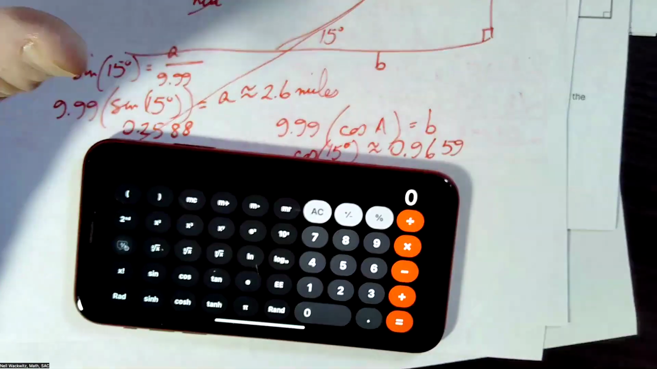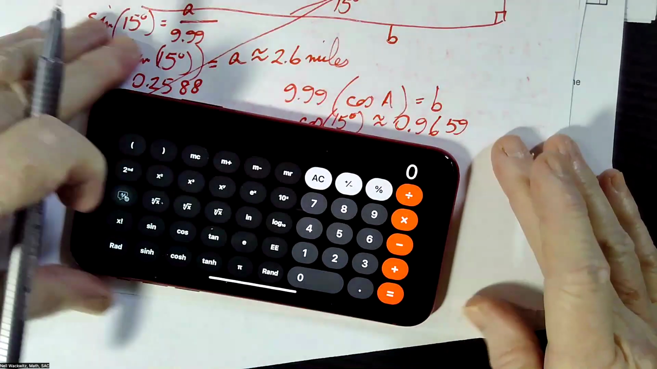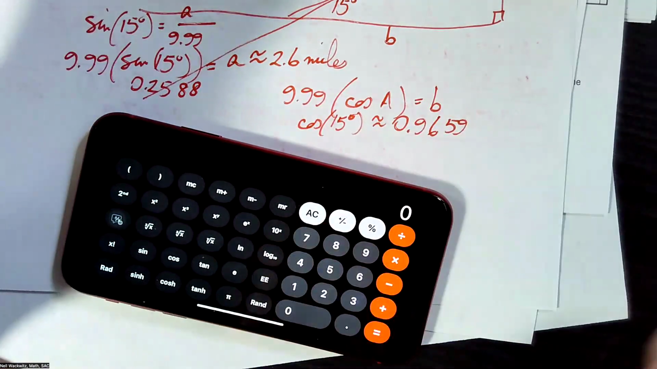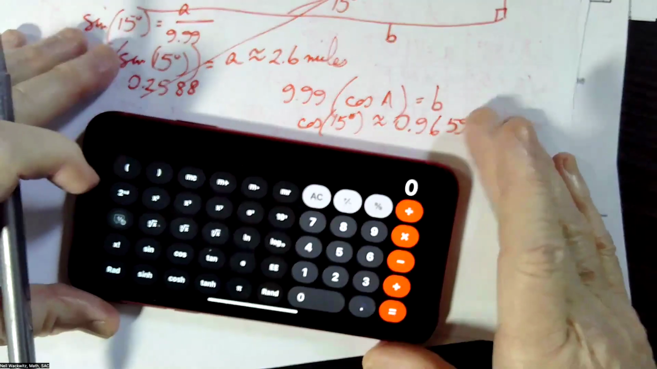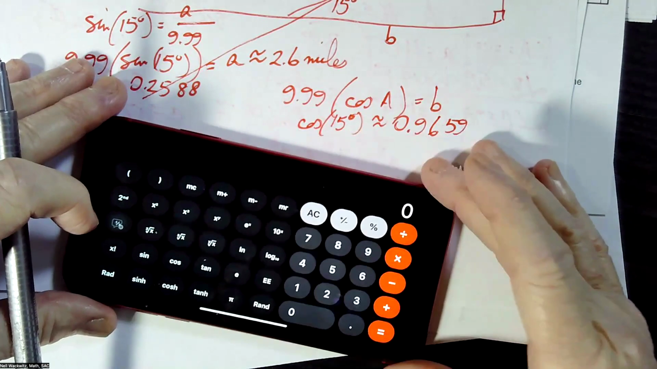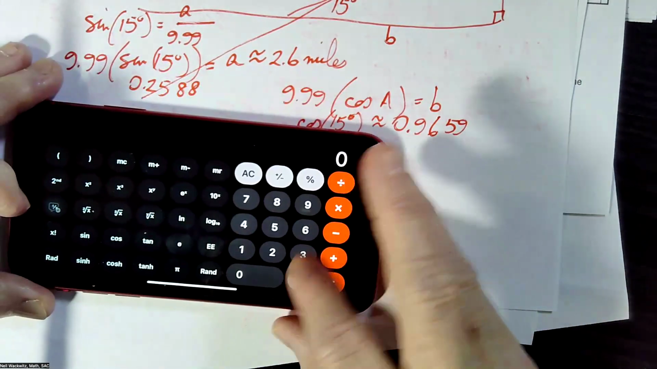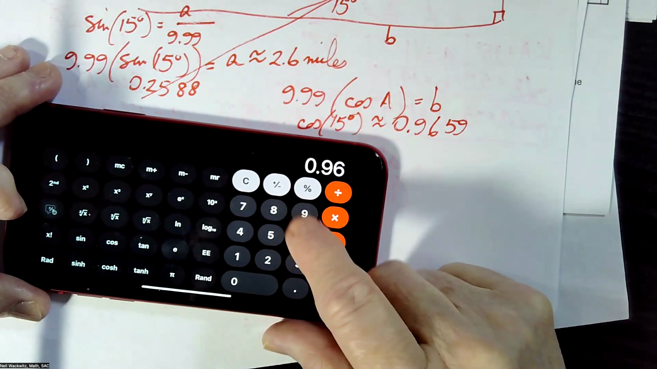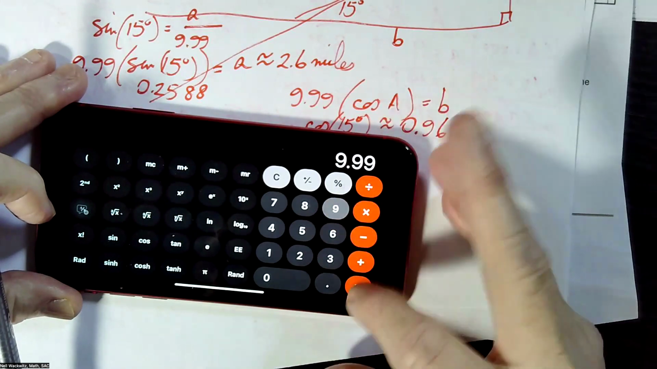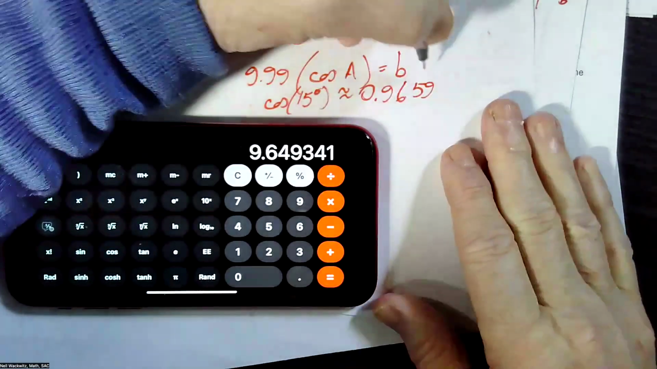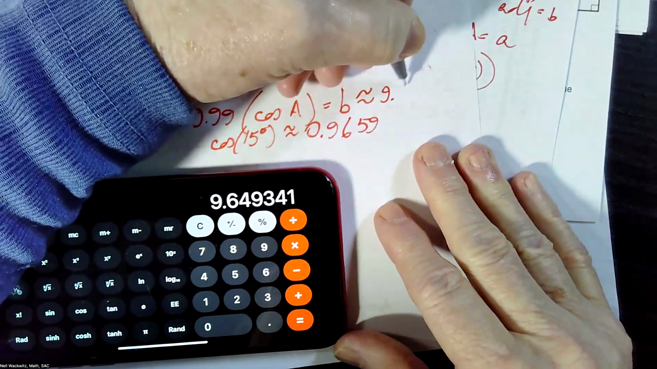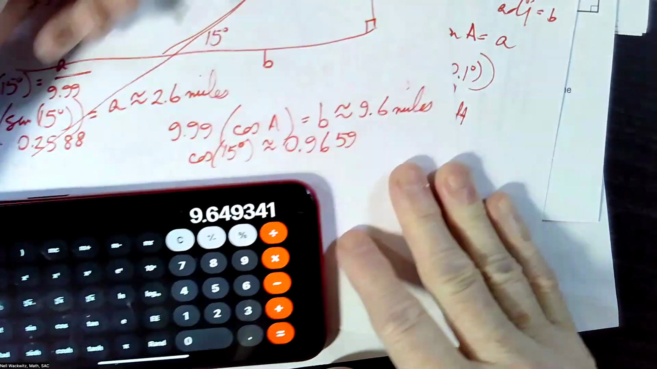In the real world, you can use all the digits. But in these problems, especially the ones that you do on ALEKS, if you use all the digits and don't round until the end, you'll get a minor error. Sometimes it'll say don't round until the end, but otherwise you really do want to round. So let's see, we've got 0.9659 times 9.99. We get that b, the horizontal distance, is approximately 9.6 miles.